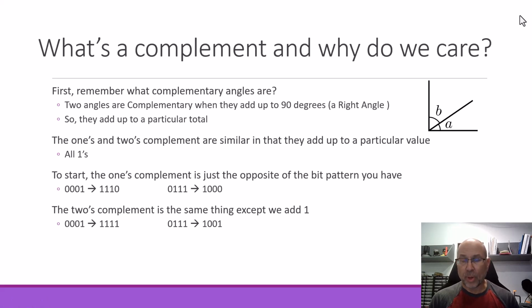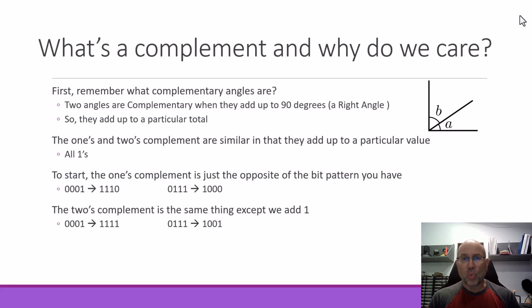Well, first up, do you remember complementary angles? So these are two angles that come together and form 90 degrees. So A there is going to be the complement of B, and B is going to be the complement of A. So these add up to something which makes them complementary. In this case, they add up to 90 degrees. Well, the ones and the twos complement are very similar to that idea. They add up to a particular value, in this case, all ones. And that'll become important to us later on.